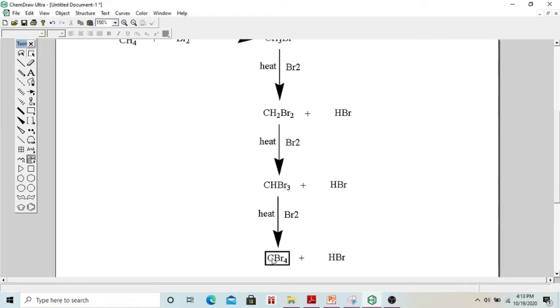Then there will be no further reaction if you react this again with Br2 in the presence of heat. Okay, so this would now be your final product.